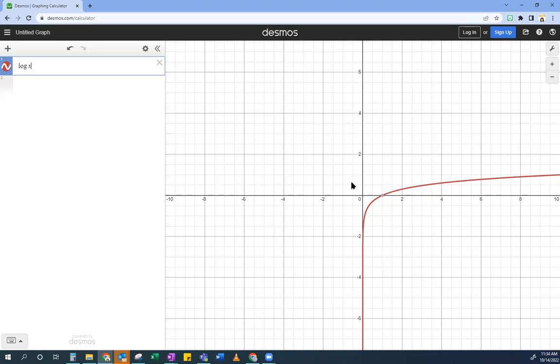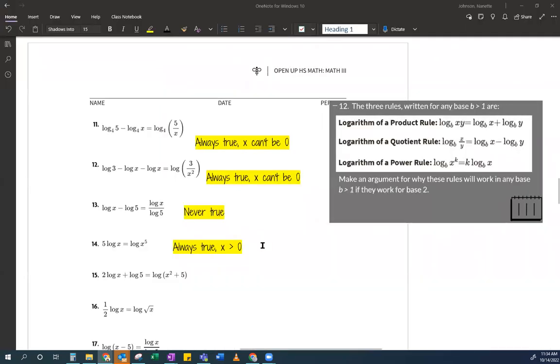Ms. Johnson, why can't you take the log of a negative number? Well, if you remember what our definition of log is, log base b of x equals y means b to the y equals x. If you take the log of a negative number, I'm saying, b to the what gives me negative 10? You can never get a negative 10 if your b is positive. So everybody okay with that?